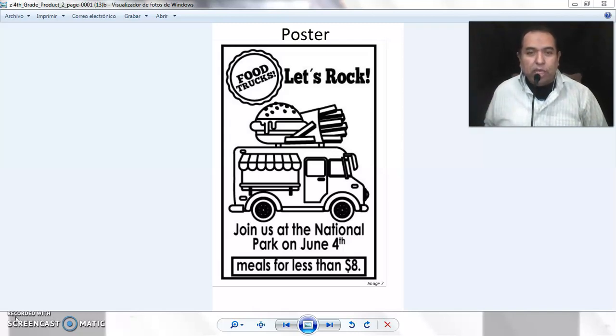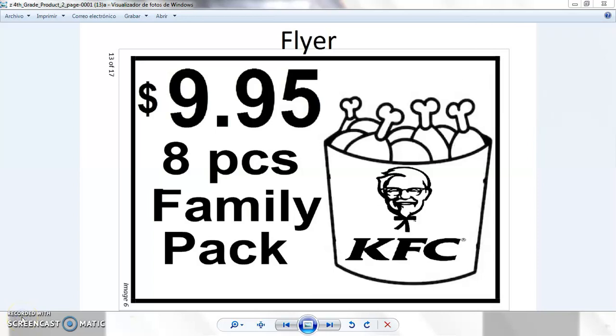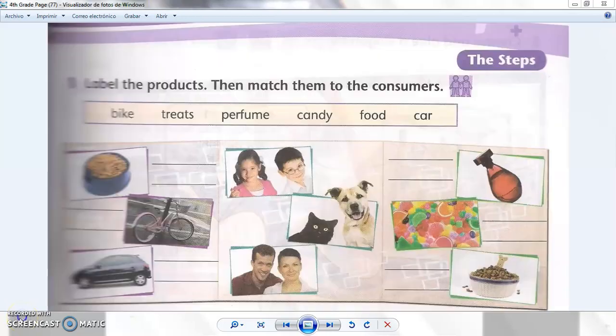Posters. Ok, y la última, flyers, los volantes que dejamos o que nos dejan en todos lados, en nuestra casa, ahí en la reja de la casa siempre encontramos un flyer, un volante. Knowing that, we can continue.